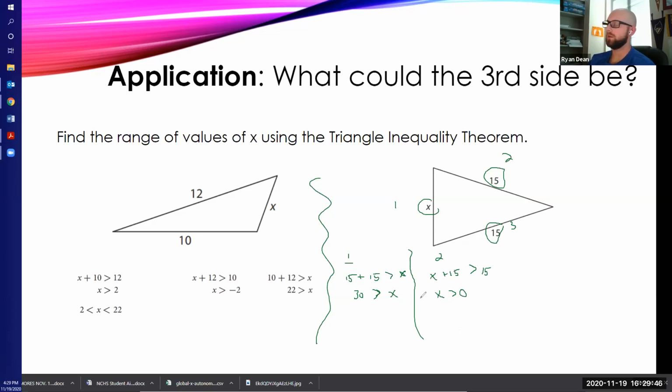Okay, so when I write my final solution, I have to combine this and this. So x is going to be greater than 0, but x also has to be less than 30. Okay, so that's what my final solution would look like.